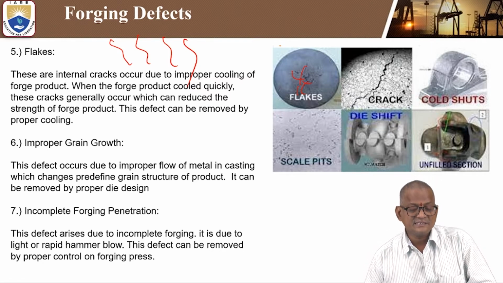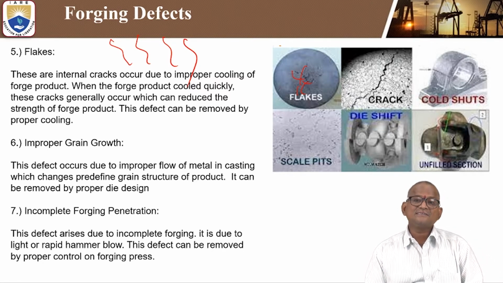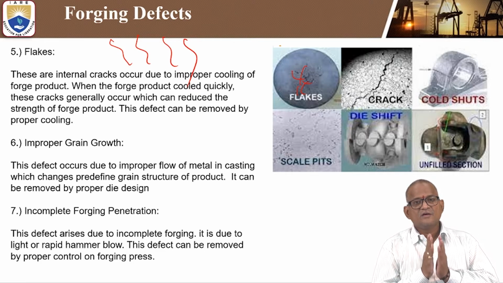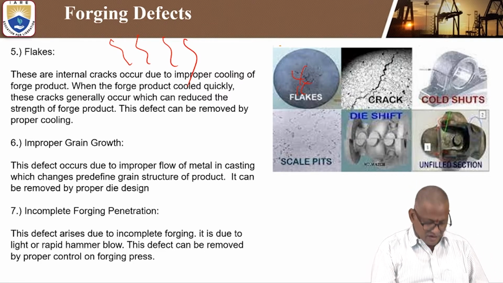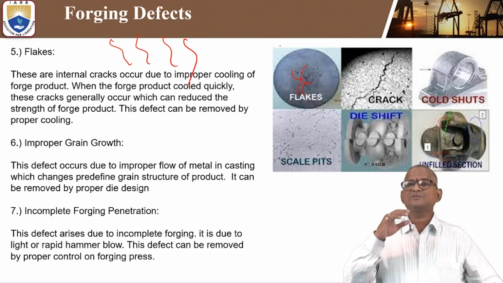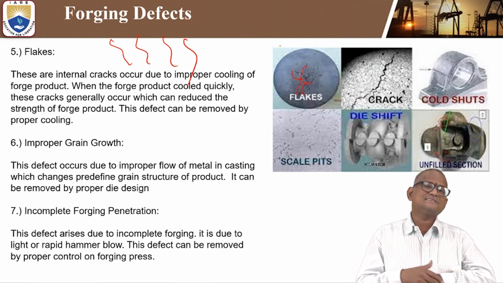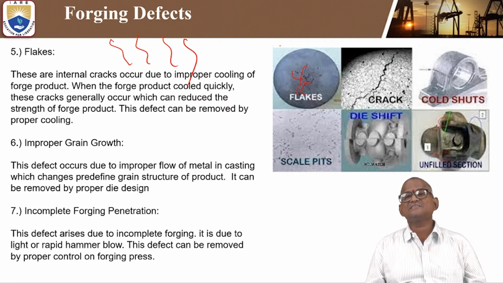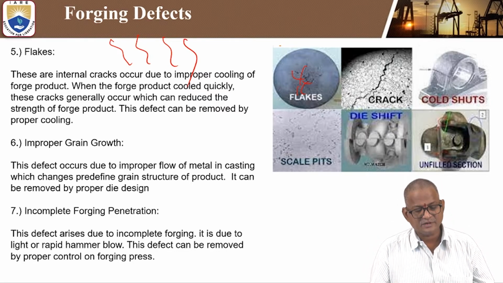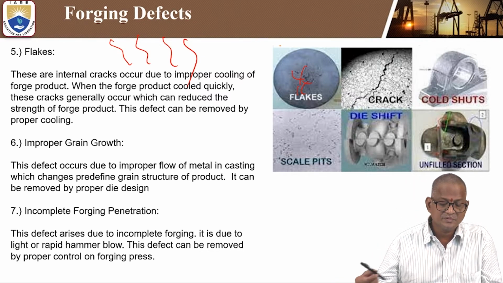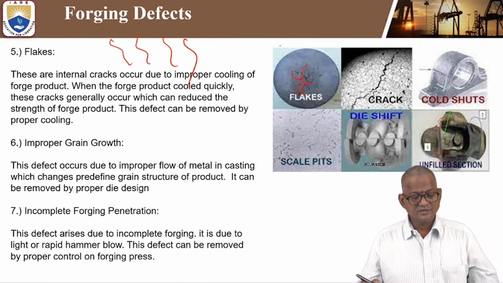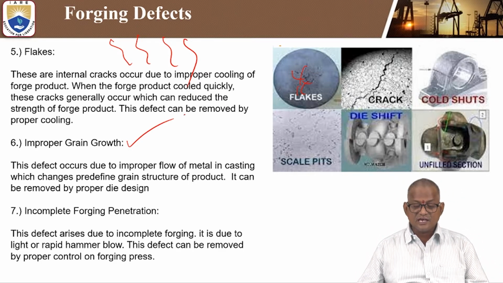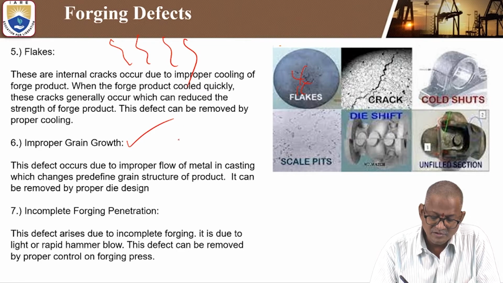In the forging defects, an important thing is flakes. These are the internal cracks that occur due to improper cooling of the forged product. When the forged product is cooled quickly after the changes, these cracks generally occur, which can reduce the strength of the product. This defect can be removed by a proper cooling process. Let us see improper grain growth, as I already discussed grain growth.